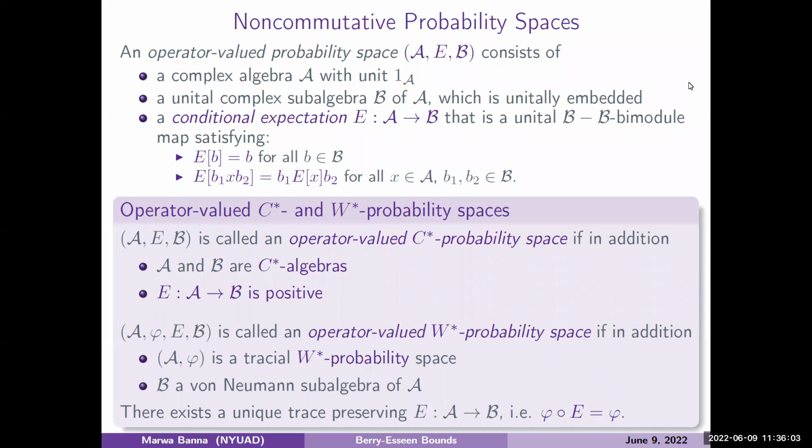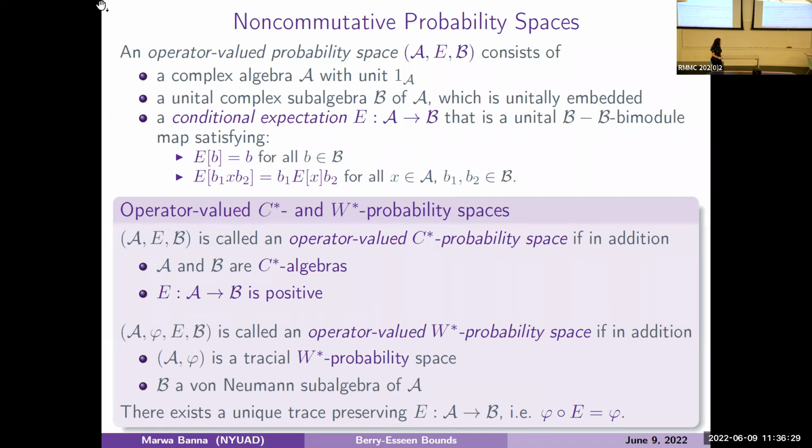And we call it an operator valued W-star probability space if, in addition, A is a tracial W-star probability space and B is a von Neumann algebra. And in this case, we can find a conditional expectation E that preserves the trace.